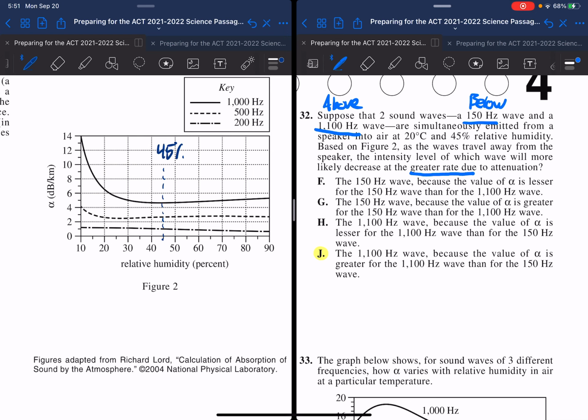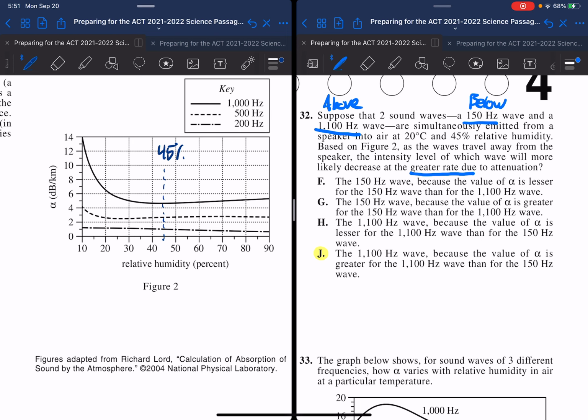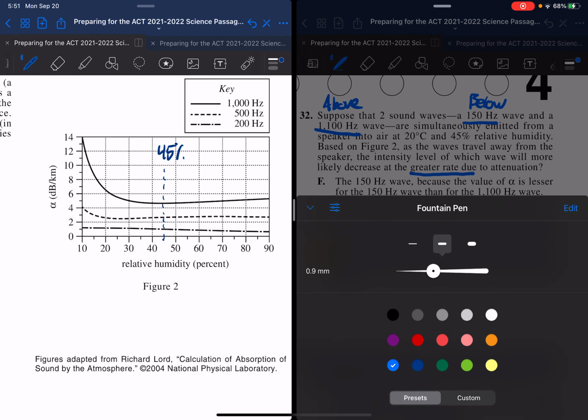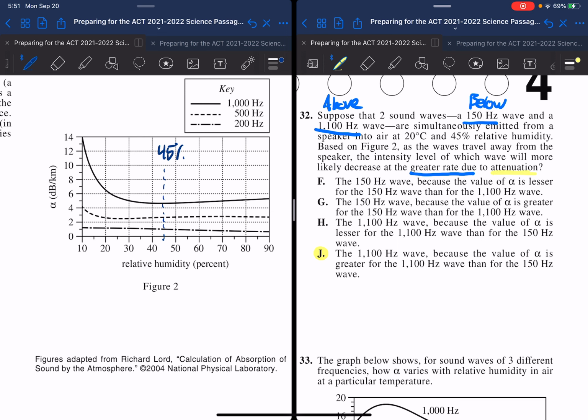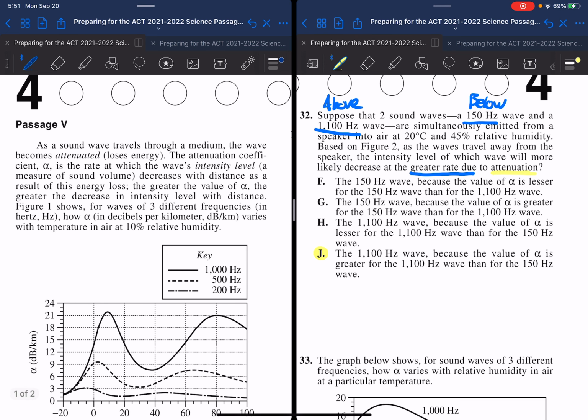And so the key thing is what's happening to alpha? Because alpha is the measurement of attenuation. Let's remind ourselves that word attenuation right there. That's over here. I can look up the word attenuate. It loses energy. And so oftentimes when we have those special words, go back to the directions and you'll see, all right, what's going on?